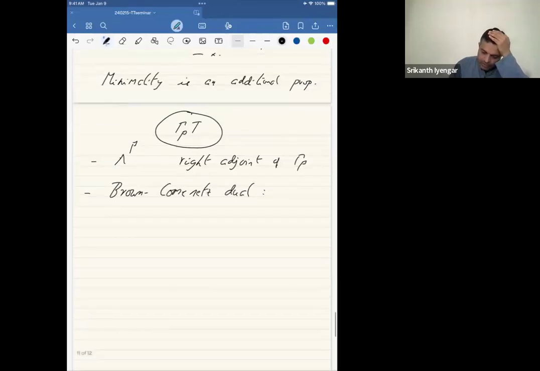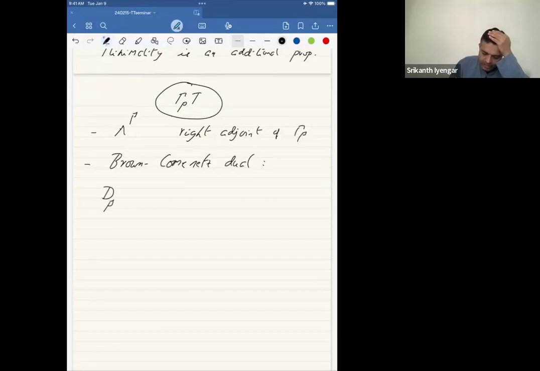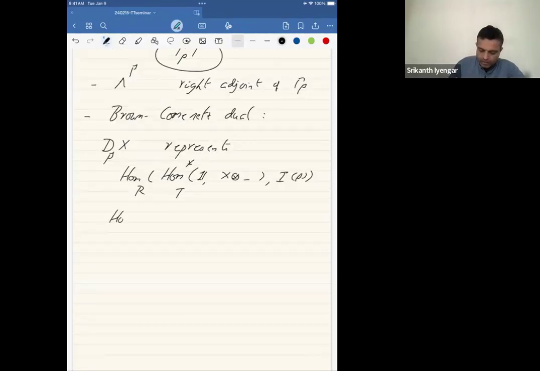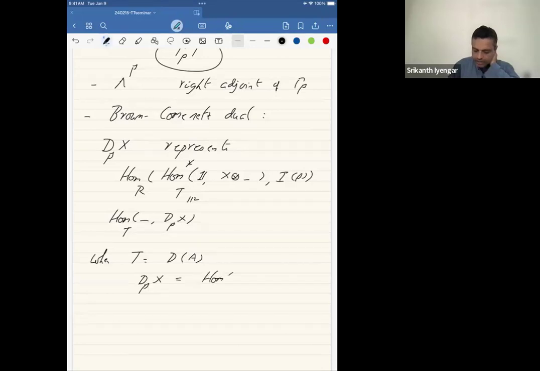The Brown-Comenetz dual, which I'm going to write as D_P X, represents the functor that sends an object to the following. You look at X tensor this, and look at maps into the injective hull. So this is an R-module, and I'm looking at the injective hull. So the Brown-Comenetz dual represents this: maps from here to this is this one. And for T equal to D(A), D_P is mapping into the injective hull. Okay, so these are the three functors that play a key role in this story.